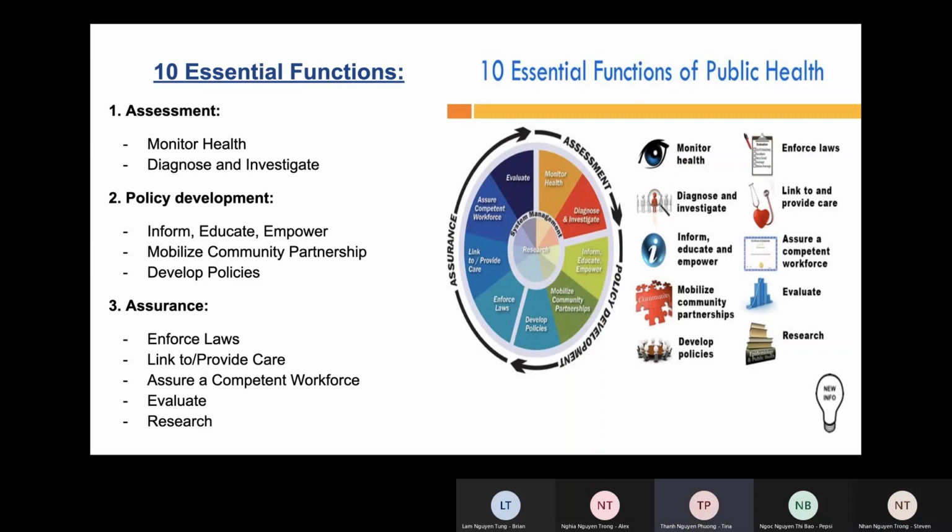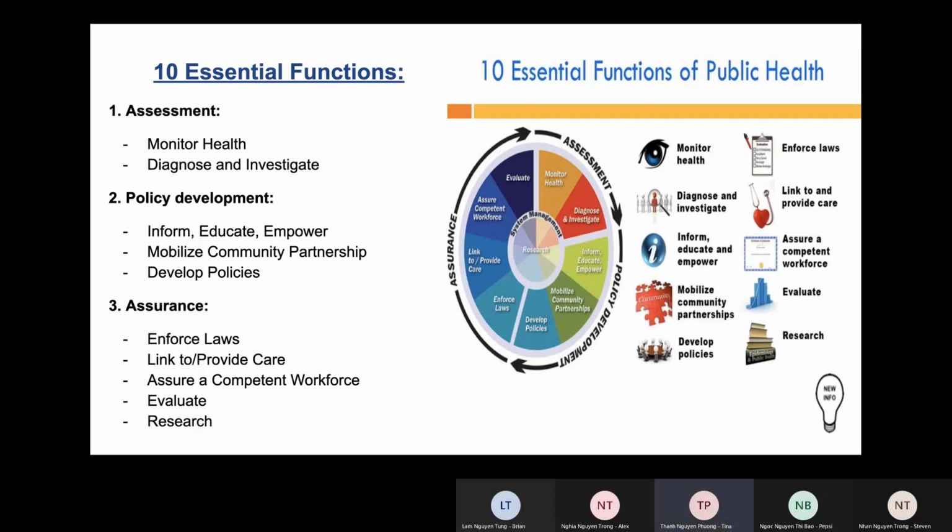Under policy development, number 3 is to inform, educate, and empower people about environmental health issues. Number 4 is to mobilize community partnerships and action to identify and solve environmental health problems. And essential service number 5 is to develop policies and plans that support individual and community environmental health efforts.